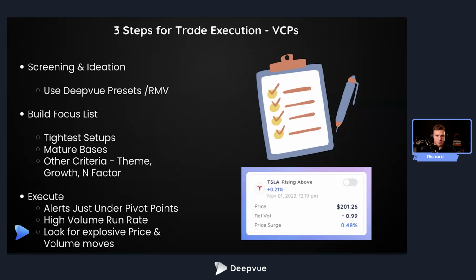Everything else that comes into it: is it part of the AI theme? Is it a growth stock? Is it a utility stock, right? That's not going to move. You want to ignore those. So based on all the other things, you surround RMV with those other things to build a killer scan.